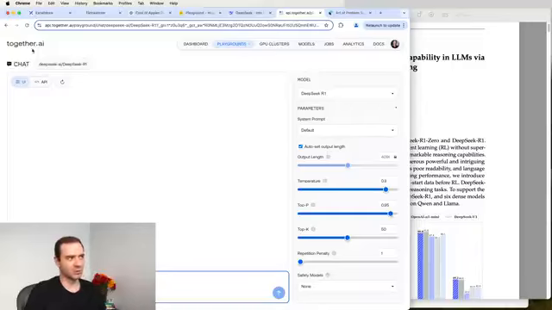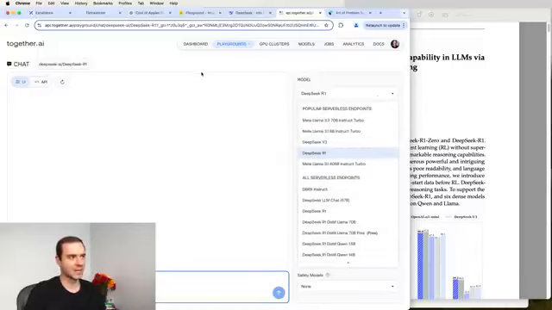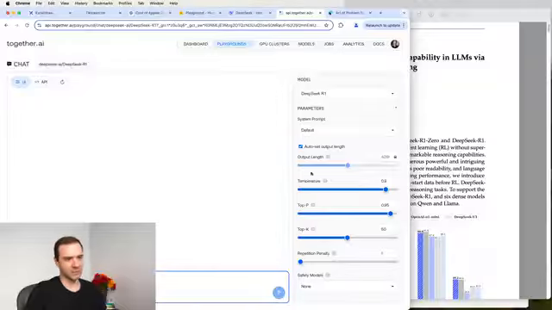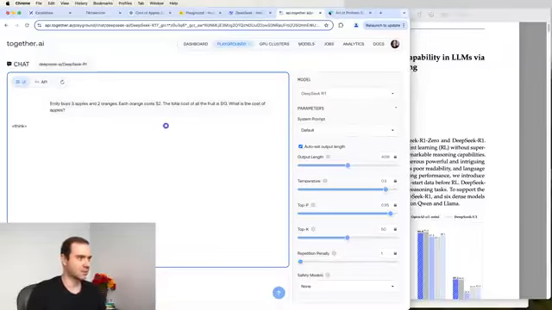But together.ai will usually host all the state-of-the-art models. So select DeepSeek R1. You can try to ignore a lot of these. I think the default settings will often be okay. And we can put in this.